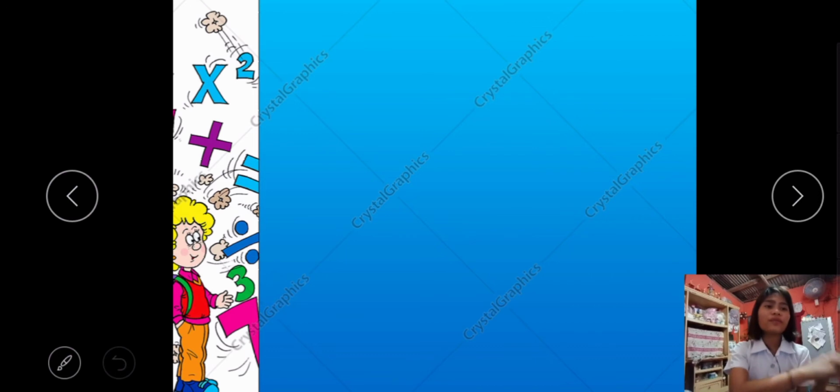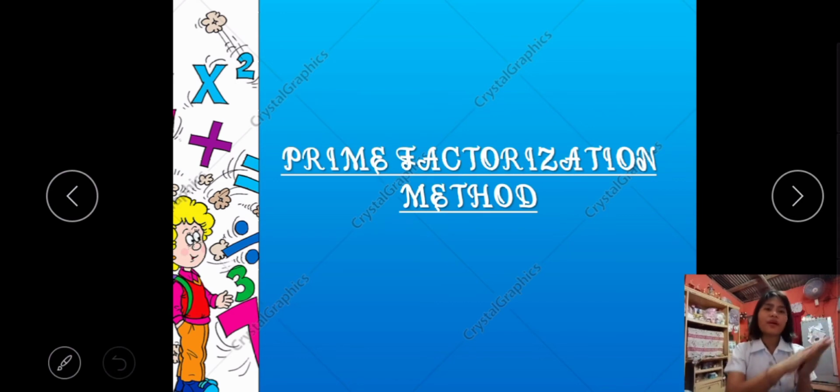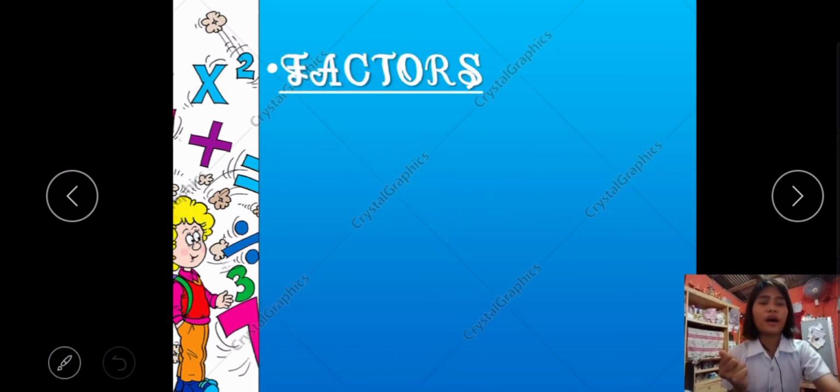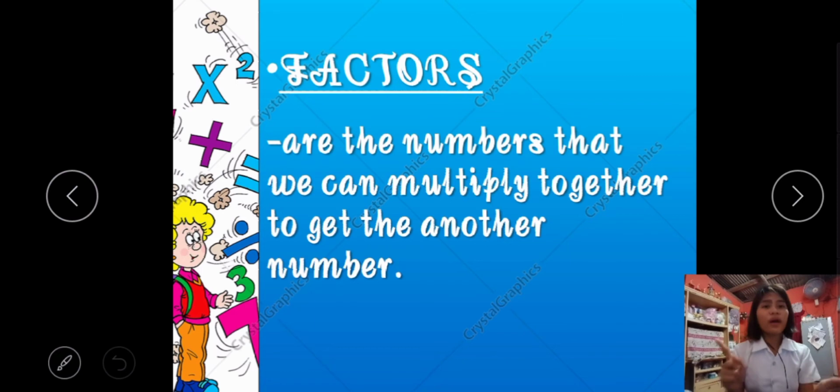Next, we will find the LCM using the prime factorization method. But first, let's have some definitions of the words that we will mention later. First, we have factors. Factors are the numbers that we can multiply together to get another number.